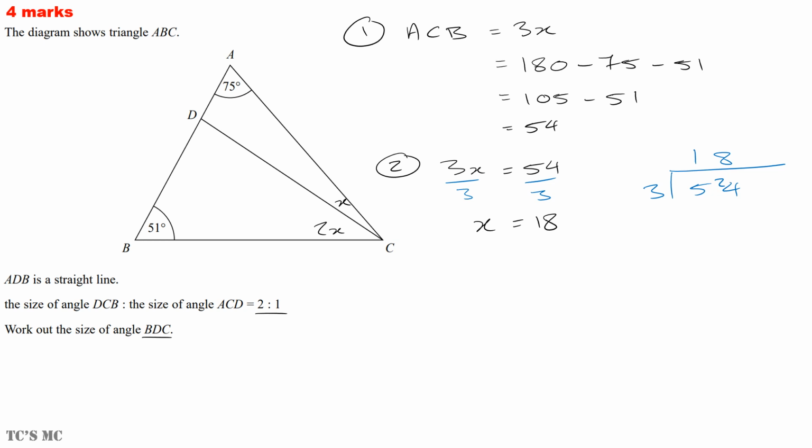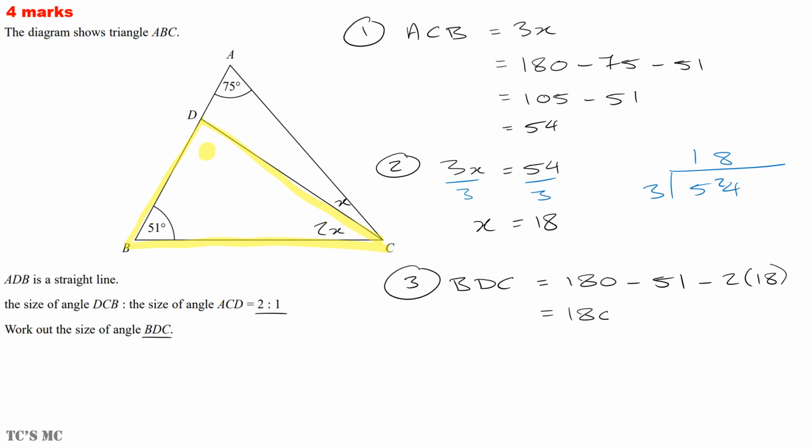We have been asked in the question to work out angle BDC, which is over here, and that is part of this lower triangle. So step 3, BDC is equal to 180 subtract 51 subtract 2x, so 2 lots of 18. That means 180 subtract 51 subtract 36. I now have 3 marks.